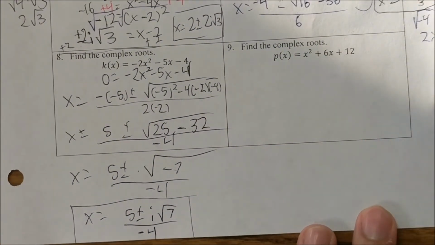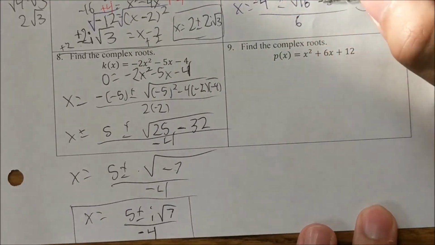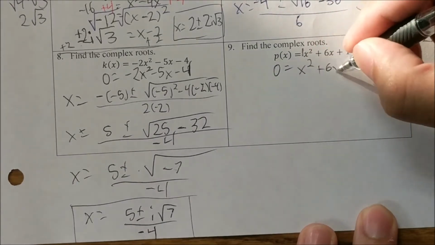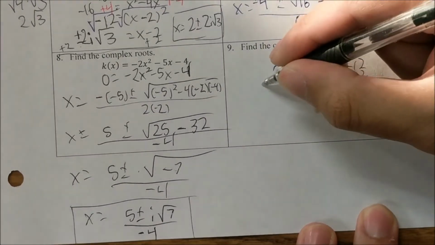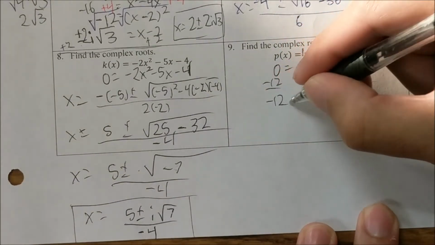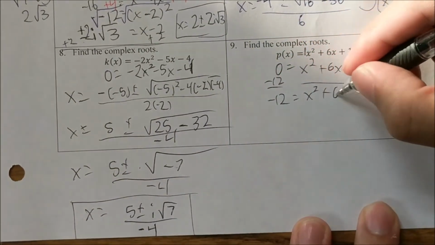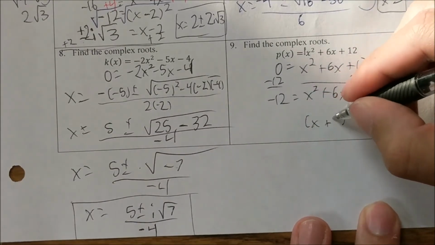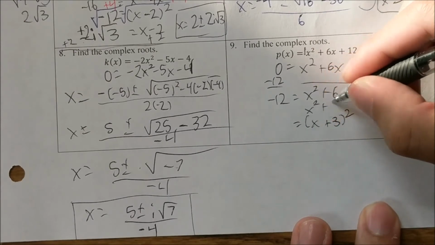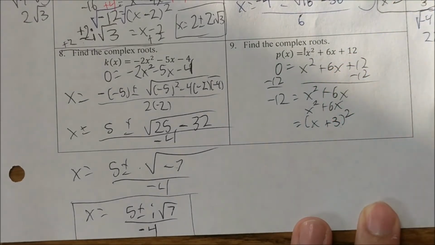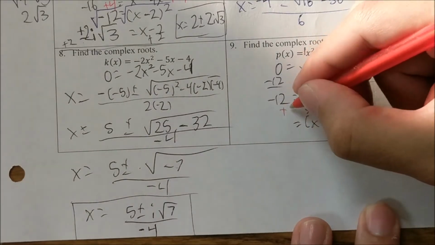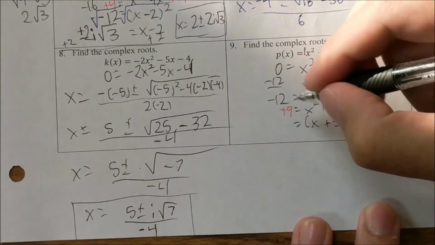Okay, find the complex roots again. So I'll go back to completing the square, because this time the a is 1, which makes completing the square pretty simple. Okay, so my goal is to get to here. Half of positive 6 is positive 3. So then 3 squared is positive 9. And since I didn't factor anything out, I just simply add 9 to the other side as well.